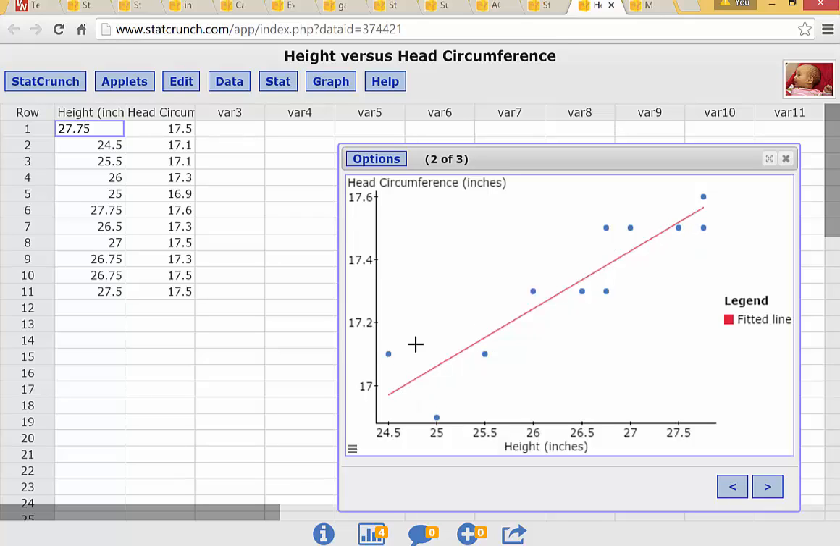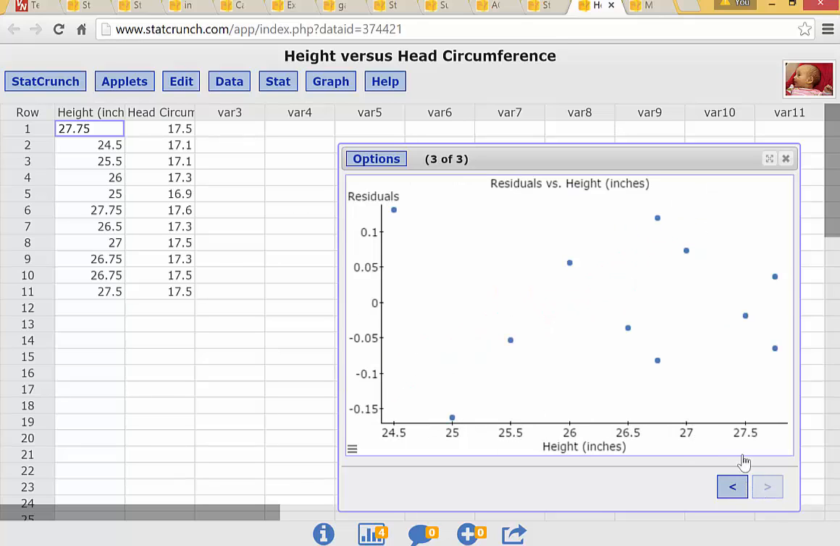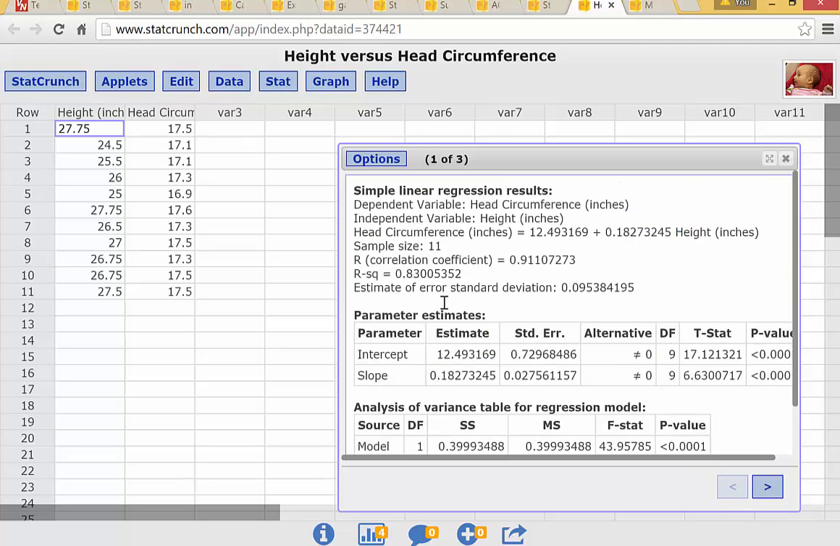And we appear to have a pretty nice linear relationship here. Again, the residual plot doesn't show any kind of a discernible pattern. We appear to have a random distribution of residuals above and below the line y equals 0. The correlation coefficient is 0.911 if we round to 3 decimal places, and R squared, the coefficient of determination, would be 0.830. So we could say 83% of the variation in head circumference can be explained by variation in height.